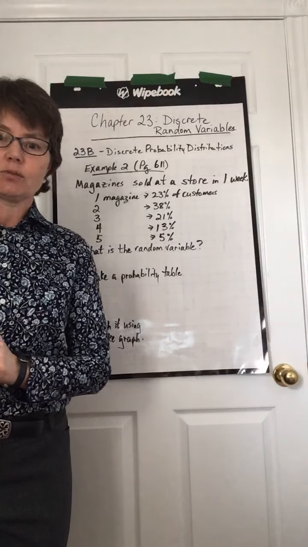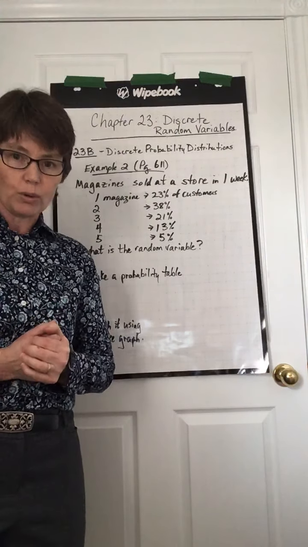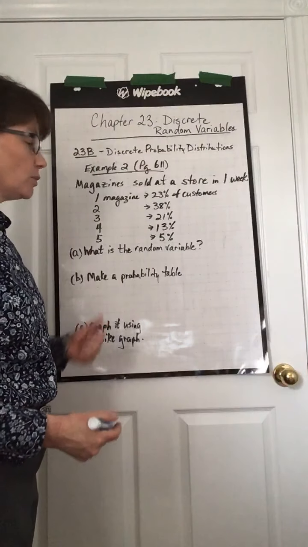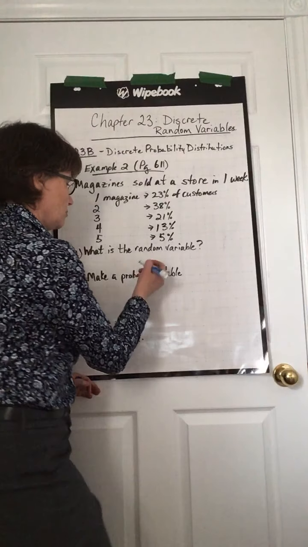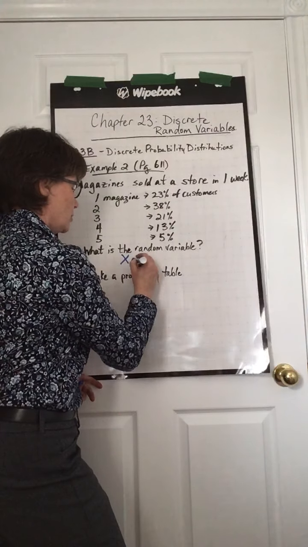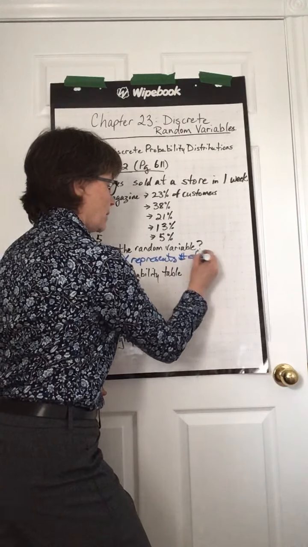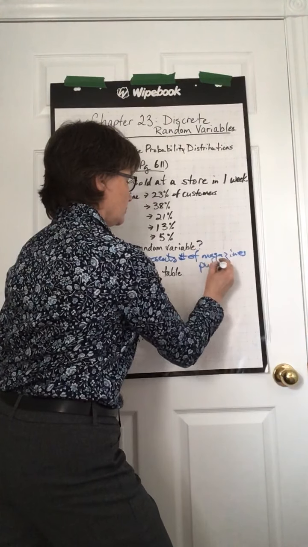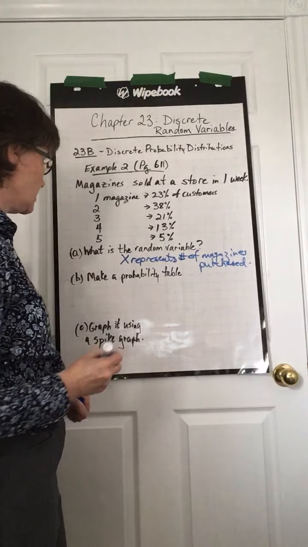Okay, question A says, what is the random variable? That's the most important thing you always need to make sure you define and understand. So what is the random variable in this case? Well, it would be, what are we counting? We're counting magazines. So the random variable X represents the number of magazines purchased. What are we counting? That's what random variable X is.